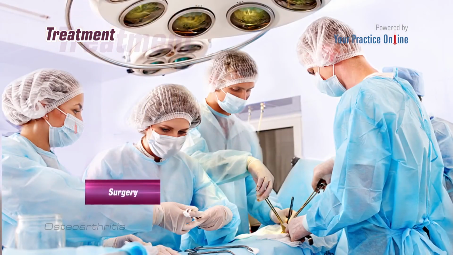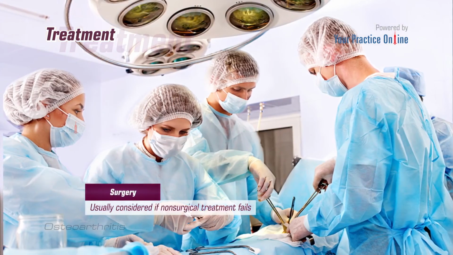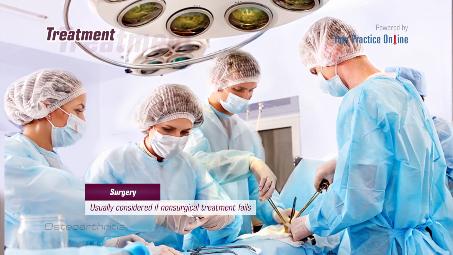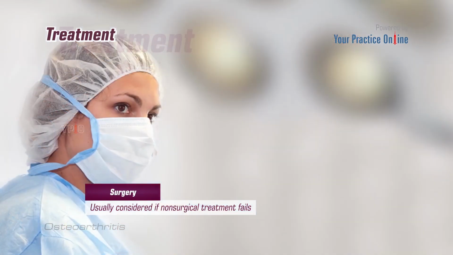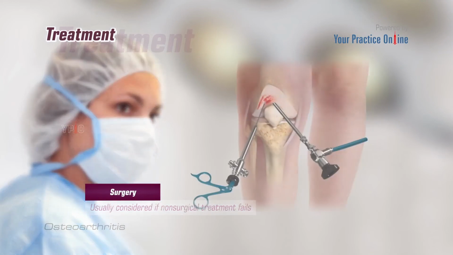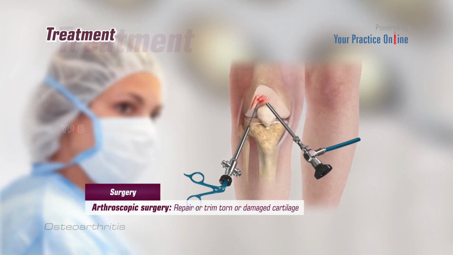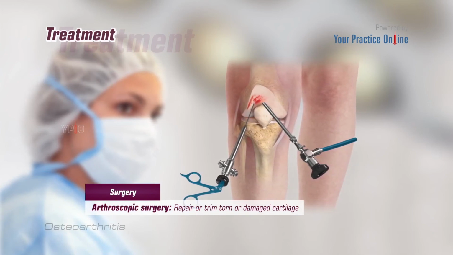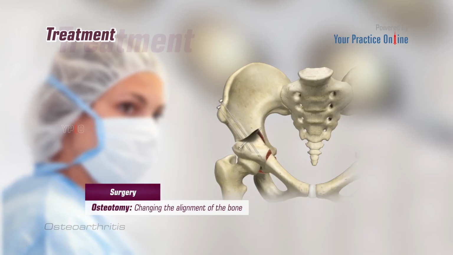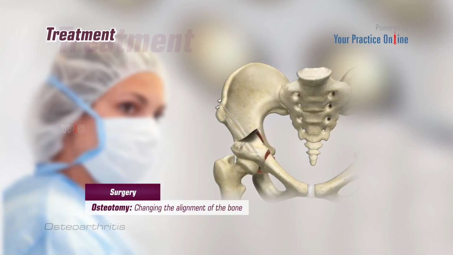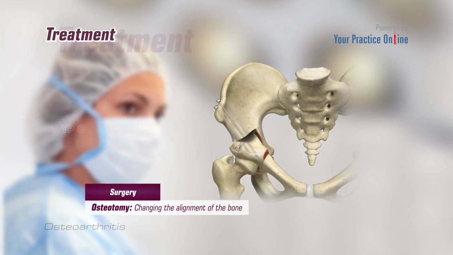Surgery. Surgery is usually considered if non-surgical treatment fails to provide relief. There are different surgical procedures that can be used and may include arthroscopic surgery to repair or trim torn or damaged cartilage, changing the alignment of the bone to relieve pressure on the joint, osteotomy.